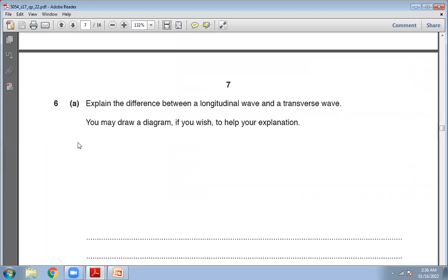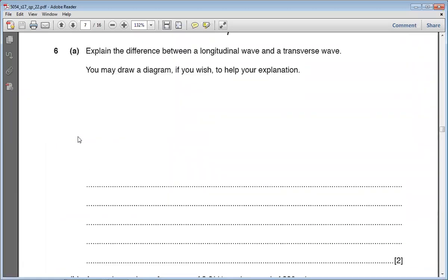We will be going to the question number 6. Explain the difference between a longitudinal wave and a transverse wave. You may draw a diagram if you wish to help your explanation. Okay. So the longitudinal waves have compressions and rarefactions, whereas the transverse waves have crest and trough. In the longitudinal waves, the particles of the medium vibrate parallel to the direction of the wave, whereas in the transverse wave, the particles of the medium vibrate perpendicular to the direction of the wave.